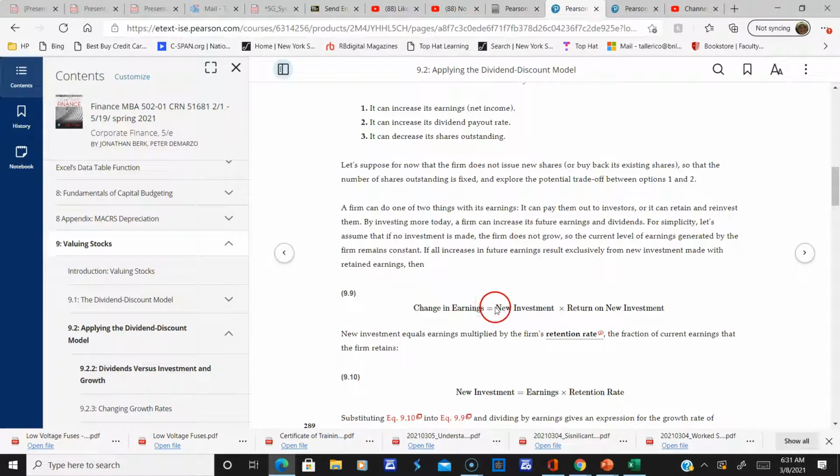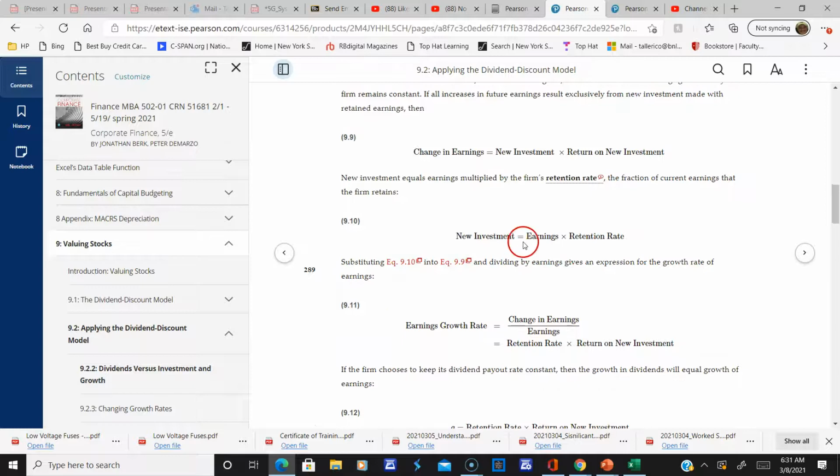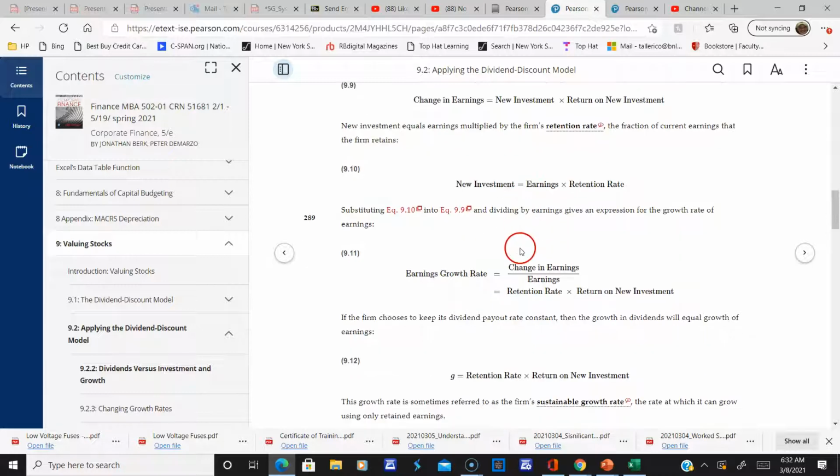Either make a new investment and basically get a higher return on that new investment, or you can basically have a retention rate here, right? Which is the fraction of current earnings that the firm retains. So the earnings growth rate is the change in earnings divided by earnings, right? Which is equal to the retention rate times the return on the new investment.